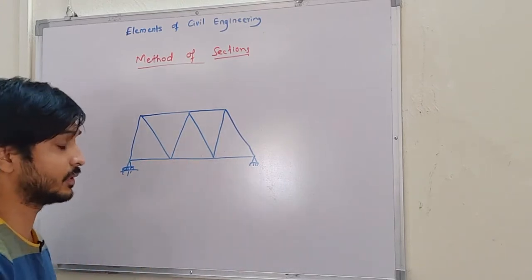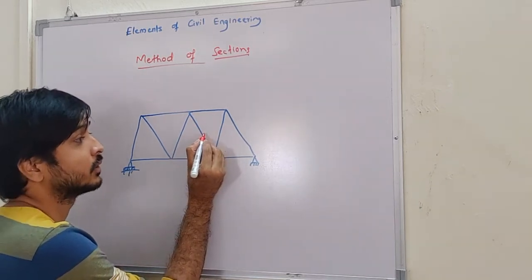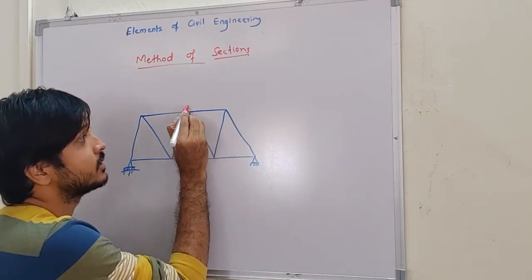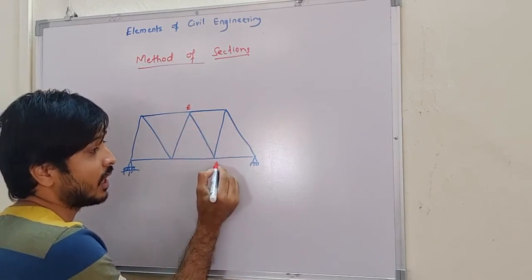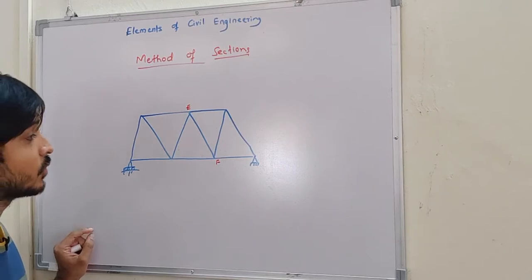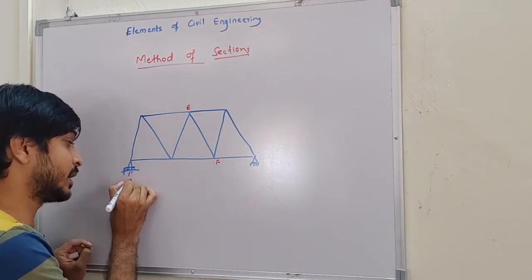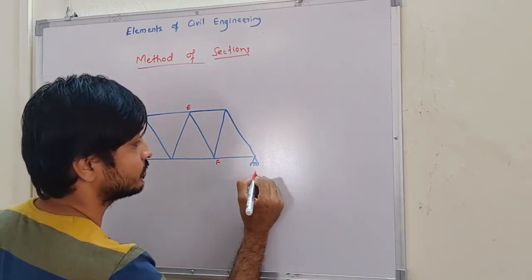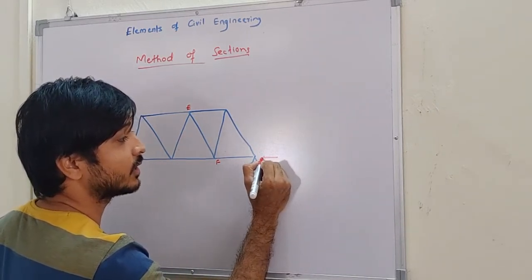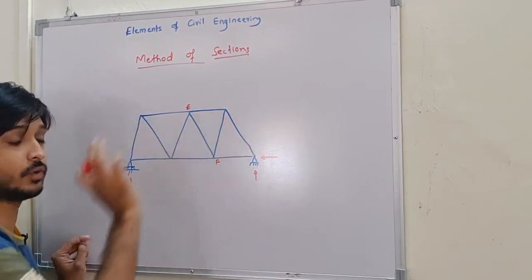Or before that, suppose this is E and this is F, and I want to find out the force in the member EF. So then what do I have to do by using the method of joints? First I have to find out the reactions, and then go joint by joint.